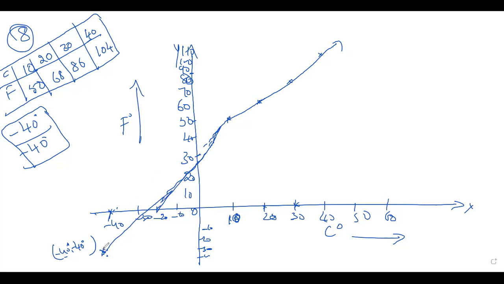Yes. Okay, children, you draw neatly using a scale. I'll write the points here. This is 40, 104, and this is 30, 86, 20, 68, 10, and 50. It is minus 40, minus 40. This is the graph for Celsius and Fahrenheit. And we'll see 3 more questions later.